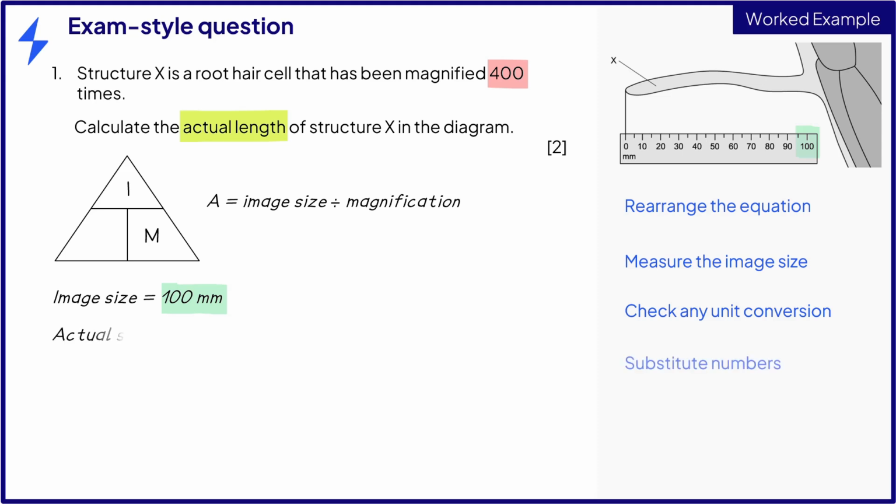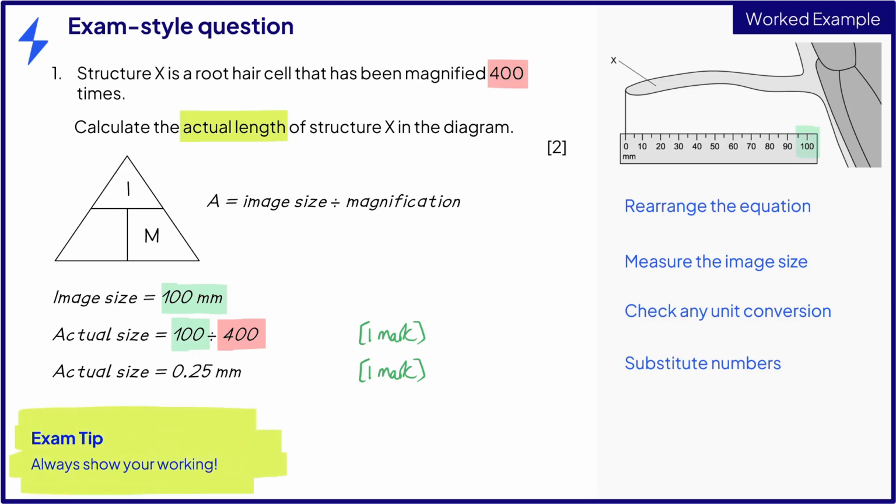We can then substitute our numbers into the equation and complete the calculation. The actual size of the root hair cell is 0.25 millimeters. Remember to always show your working out in calculation questions.